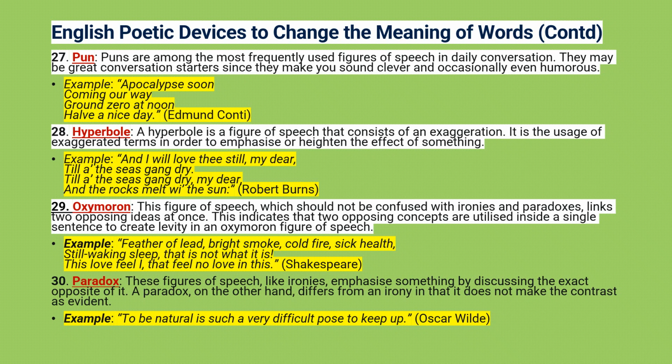Now, what is paradox then? This figure of speech, like ironies, emphasizes something by discussing the exact opposite of it. Paradox is basically a phrase or sentence in which two different or contrasting ideas or concepts are spoken about together. We call it a paradox. Okay, a paradox on the other hand differs from irony in that it does not make the contrast as evident.